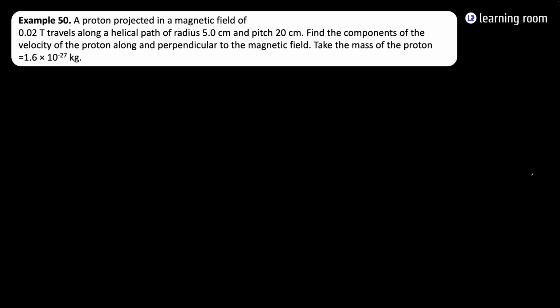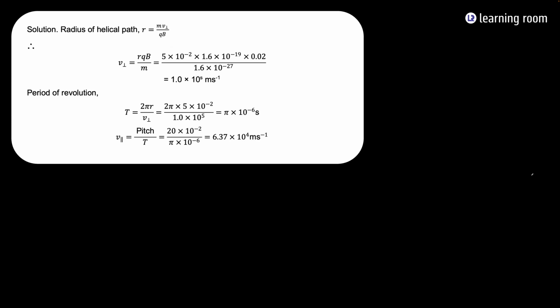So what is the answer for v sin theta? 10 power 5. And what is the value of v parallel? Do you get this? 6.37 into 10 power 4.